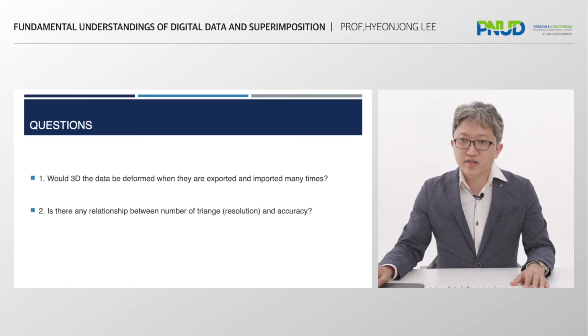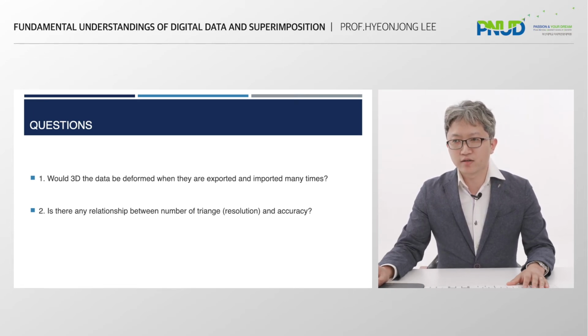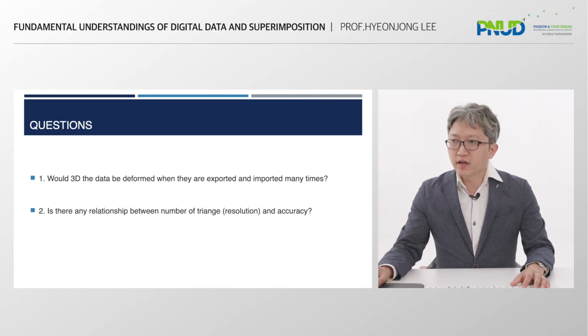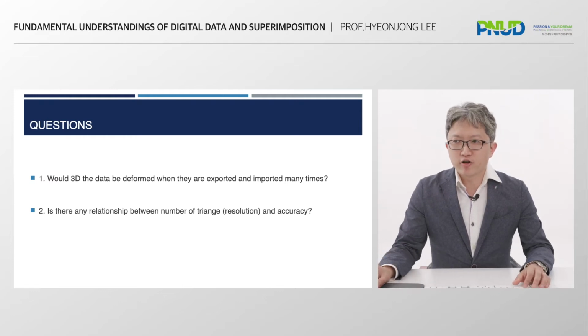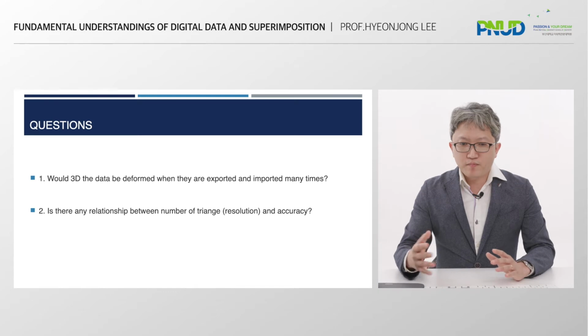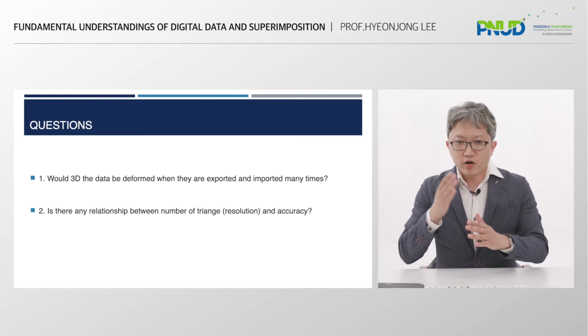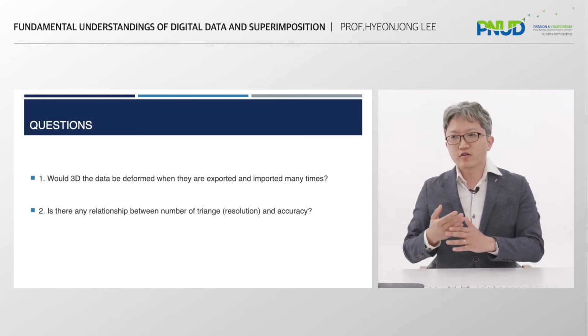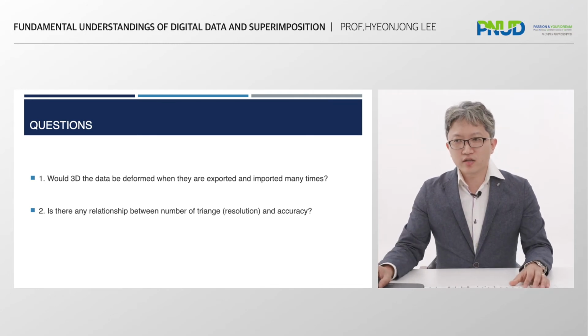And the second question, is there any relationship between the number of triangles, resolution and accuracy? We might think high resolution guarantees high accuracy, but actually it doesn't. Even if we measure 100 times with an inaccurate ruler, the result will not be accurate. So the program just divides one triangle into many triangles. It doesn't guarantee accuracy, and it only increases the file size.